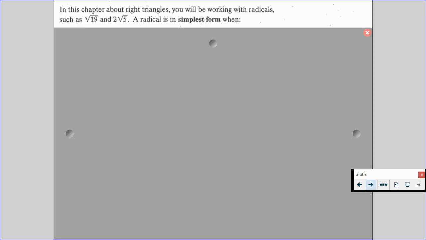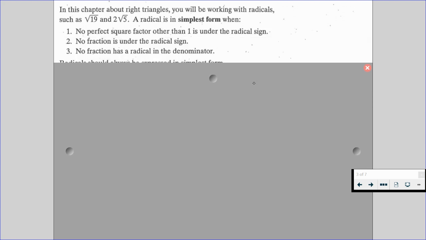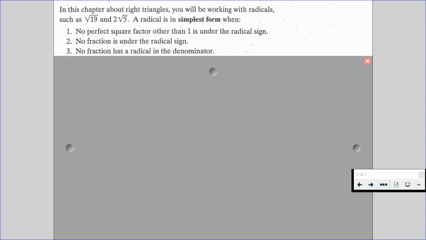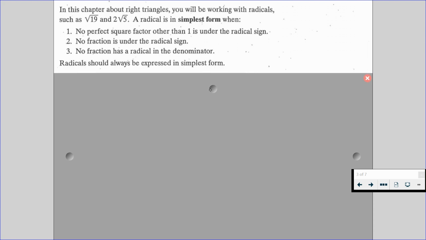Let's begin. In this chapter about right triangles, you will be working with radicals such as root 19 and 2 root 5. A radical is in simplest form when the following three things occur. 1. No perfect square factor other than 1 is under the radical sign. 2. No fraction is under the radical sign. And 3. No fraction has a radical in the denominator. And radicals should always be expressed in simplest form.